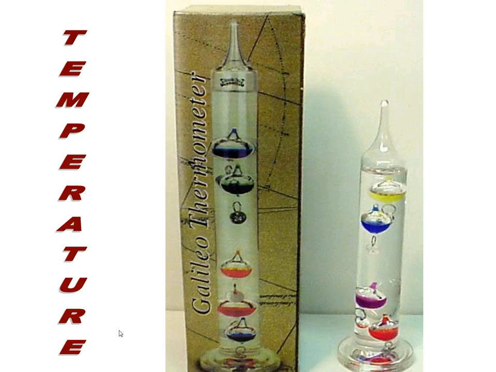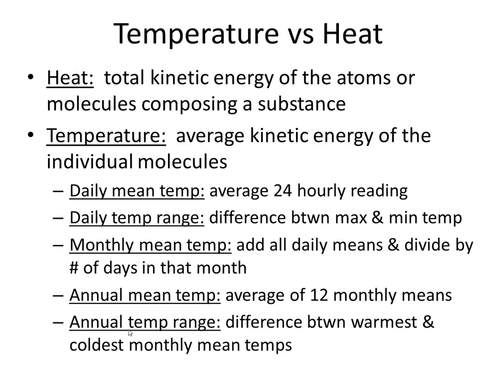This week's going to be about temperatures. So we're going to look at heat versus temperature. Heat is the total kinetic energy of the atoms or the molecules that compose a substance. Temperature is the average kinetic energy of those individual molecules.